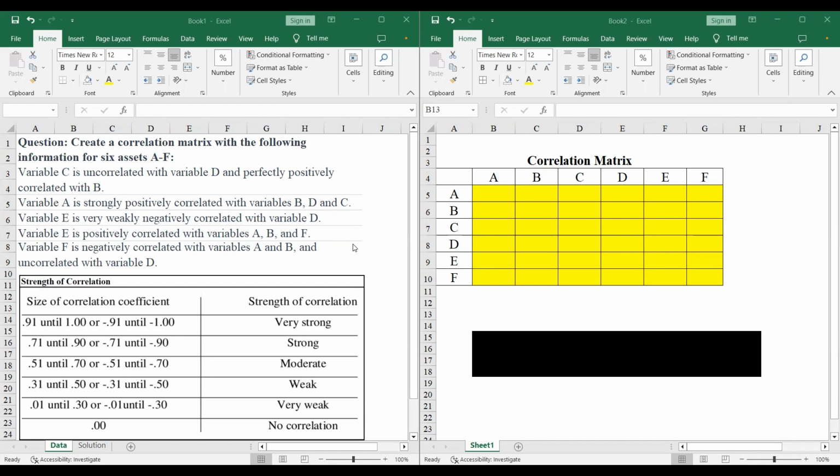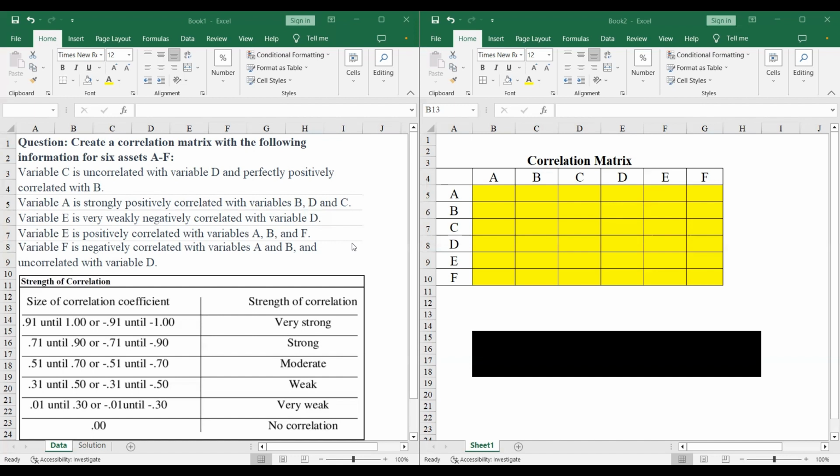So the question in front of me is to create a correlation matrix with the following information for six assets: A, B, C, D. So I have six assets. From those six assets, I have to make a correlation matrix. How can I move from the first step to the second step?